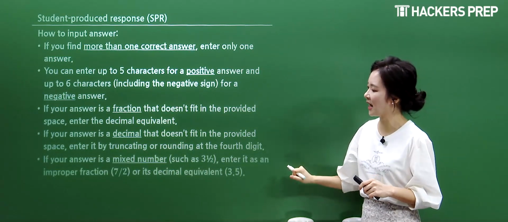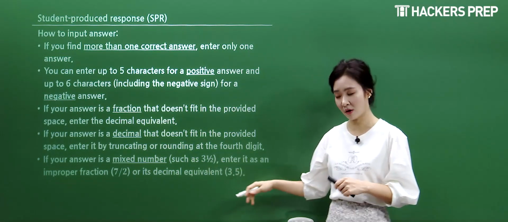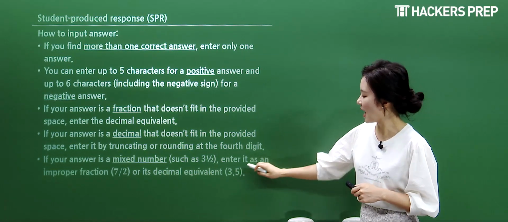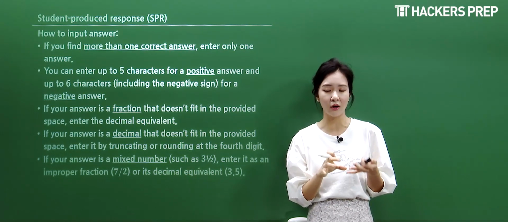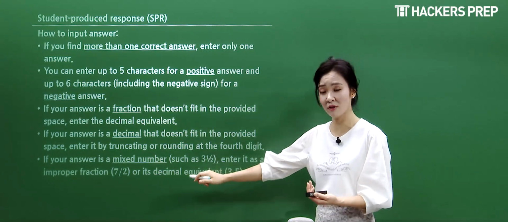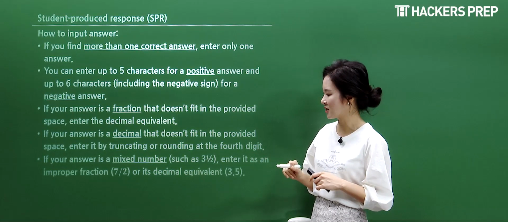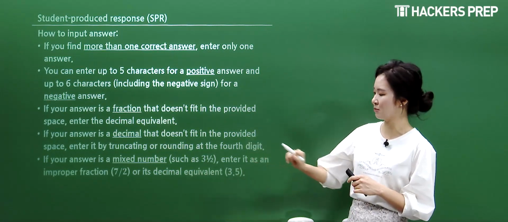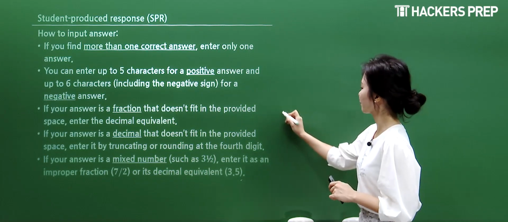Next, it says if your answer is a mixed number, such as 3.5 or 3 and 1/2, enter it as an improper fraction where the numerator is bigger than the denominator. Most of the time we would resolve those into a mixed number. But in this case, and I'll show you why this might serve as a confusion, it's better to leave it as an improper fraction or its decimal equivalent. So let me show you.